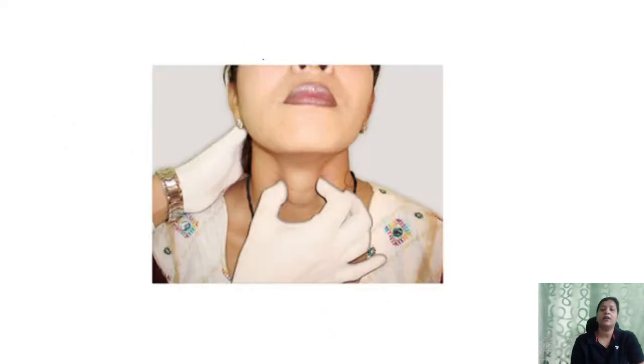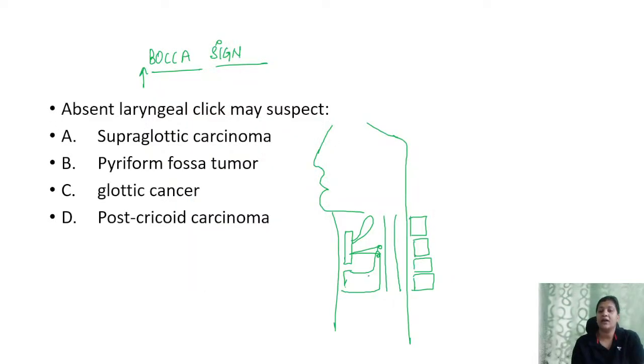All of you can try doing this. You can hold the larynx between your thumb and the index finger and try to move it between your fingers. You can glide it very easily and you will feel a little bit of grating sensation. That grating sensation is called laryngeal crepitus or laryngeal click. This laryngeal crepitus or laryngeal click commonly occurs because of the movement of the cricoid cartilage against the vertebra.